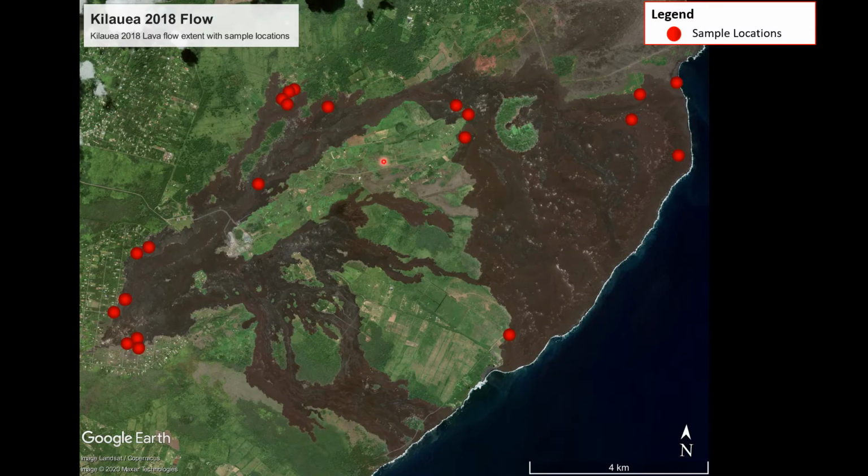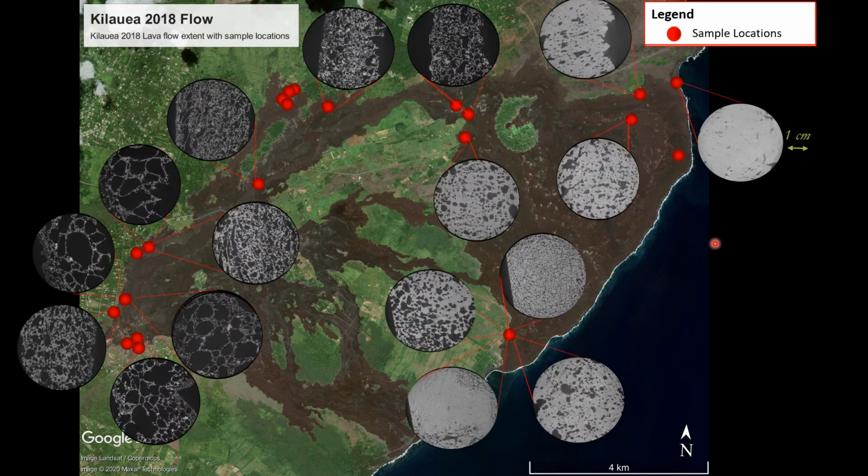This map shows the extent of the Kilauea 2018 lava flow field. These red dots are the sampling locations for the 22 different samples we picked up on the Fissure 8 flow field when we went there in January of 2020. Of these 22 samples, 11 we were able to take to the MUX lab at the University of Missouri in Columbia, where we were able to get 3D computed tomography images of those samples.